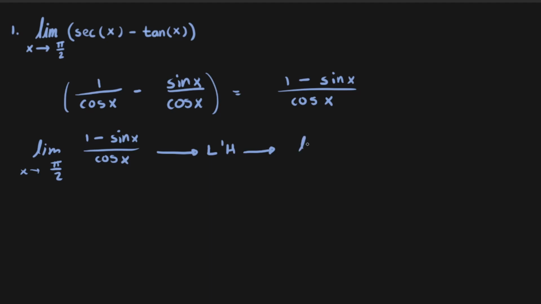So we're going to have the limit as x approaches a, in this case pi over 2. And we'll call f of x 1 minus sine x. So the derivative of 1 minus sine x: the derivative of any constant is 0, and the derivative of sine x is just cosine x. So we get 0 minus cosine x in the numerator. And then the derivative of cosine x is negative sine x.